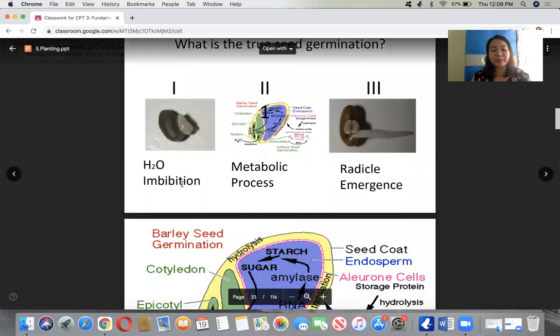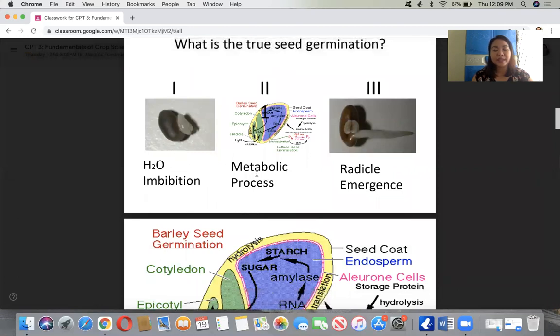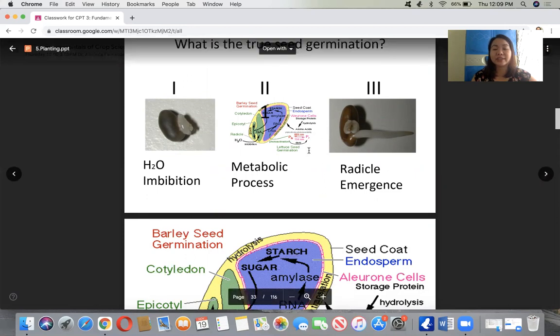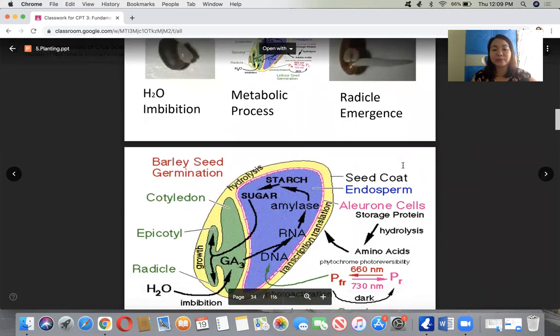There are actually three stages of seed germination. We have the imbibition stage by water, the metabolic process wherein the true seed germination occurs, and lastly, the radicle emergence. These are the three stages of seed germination.